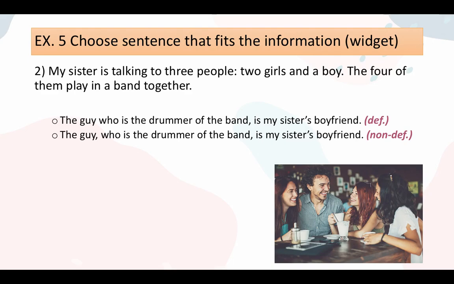Therefore, the extra information about the fact that the guy is the drummer is not really necessary to know who we're talking about. Therefore, the correct option is 2, the non-defining relative clause, because you can leave it out and you would still know who is being talked about.